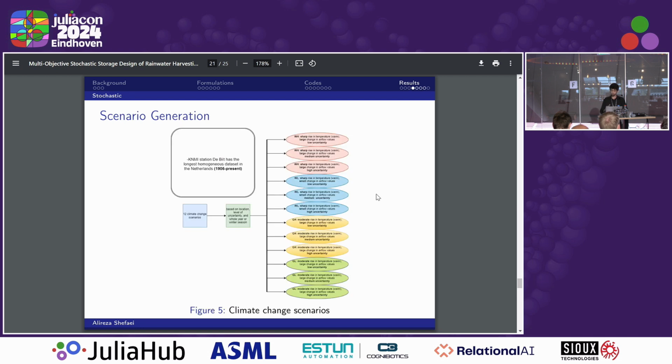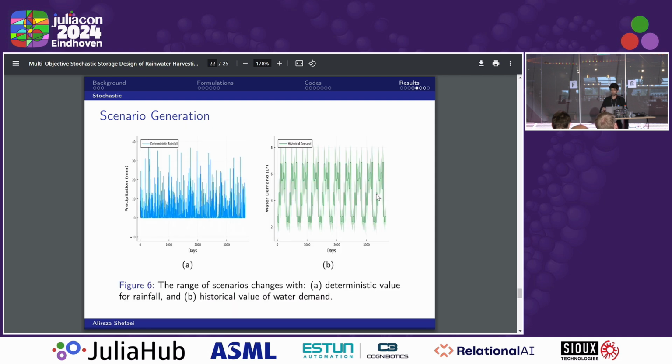But as the input of our stochastic problem, we need to generate scenarios. For this purpose, we use the KNMI data and apply their different uncertainties about the temperature, level of sea airflow, and also different levels of uncertainty. We generate our rainfall scenarios. And in this figure, you can see the range of our demand and rainfall scenarios and the deterministic value that we use as input to generate these scenarios.